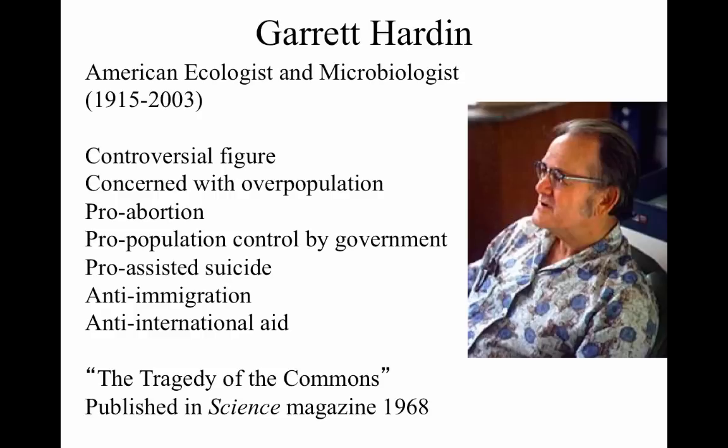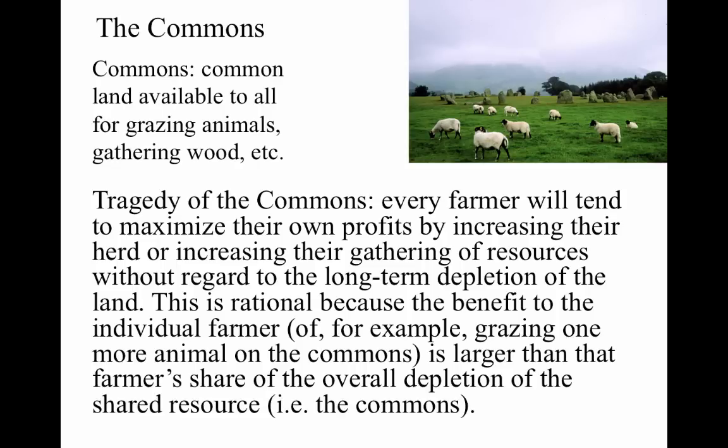And he was against immigration and international aid, saying that the population of people moving into an area would also harm the environment and the economy. So he wrote an article called "The Tragedy of the Commons," and it was published in Science Magazine, 1968. That's a very reputable scientific journal there.